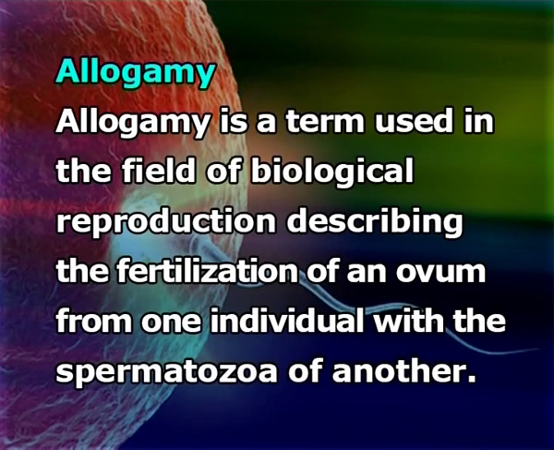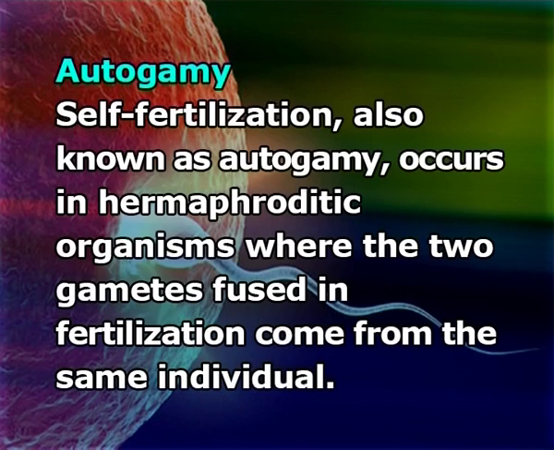Allogamy. Allogamy is a term used in the field of biological reproduction describing the fertilization of an ovum from one individual with the spermatozoa of another.